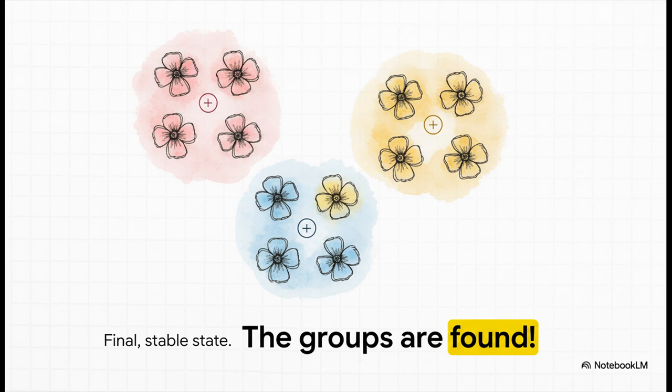So this little back and forth, this reassigning points and moving the centers, it keeps going until eventually we reach a point where no flowers switch teams. The groups are stable. And just like that, without knowing anything about flowers, the algorithm has found 3 distinct clusters in our data. Pretty cool, right?